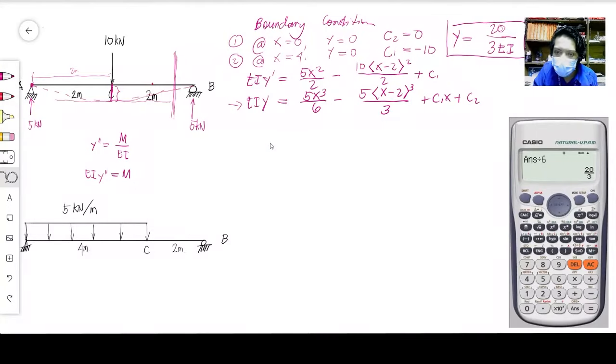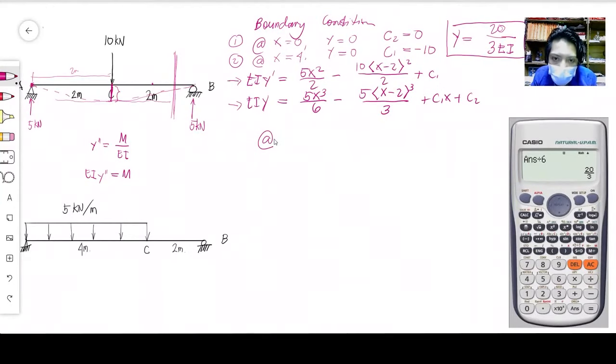Next, since the slope is what is asked, we will use this equation right here. Take note, in differential calculus, y prime is the slope of the function. So y prime is the slope, y prime is the rotation. So let us try to solve for the rotation at point C.